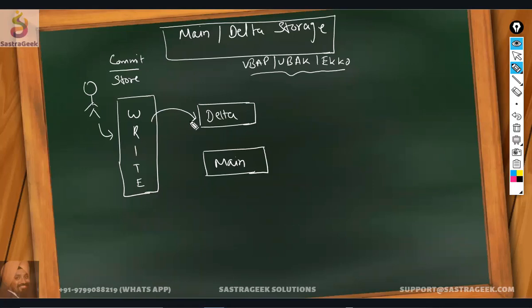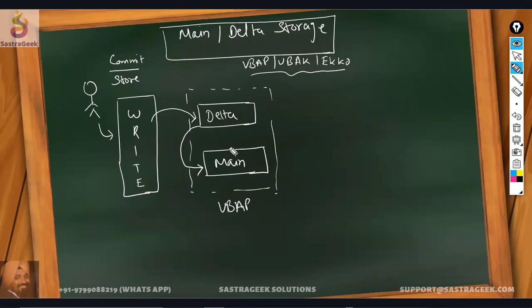After some time, your HANA database automatically determines when it has significant data in the delta storage, and it automatically moves the data to the main storage of the same table. It's the same table. Technically, both are partitions of your VBAP table. Once data is stored into the delta storage, after some time it moves into the main storage.